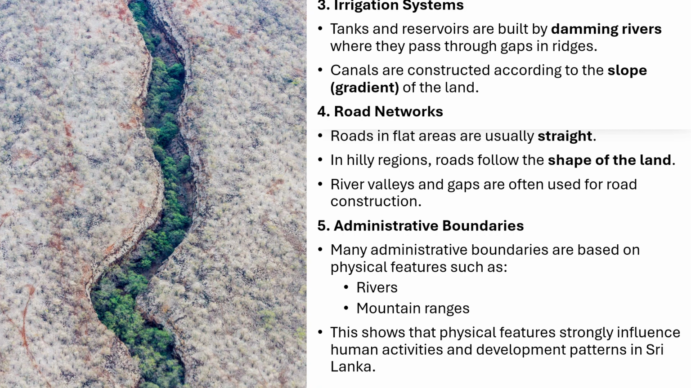Road networks. Roads in flat areas are usually straight. In hilly regions, roads follow the shape of the land. River valleys and gaps are often used for road construction. Fifth, administrative boundaries. Many administrative boundaries are based on physical features such as rivers and mountain ranges. This shows that physical features strongly influence human activities and development patterns in Sri Lanka.